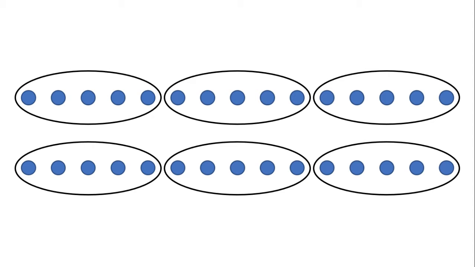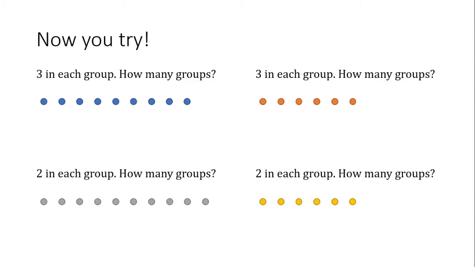Now it's your turn. For each of these questions, what I want you to do is draw the dots in a line, just like I did, and then put circles around them to find out how many groups you can make. Press pause to try it out, and then press play to check your answers.